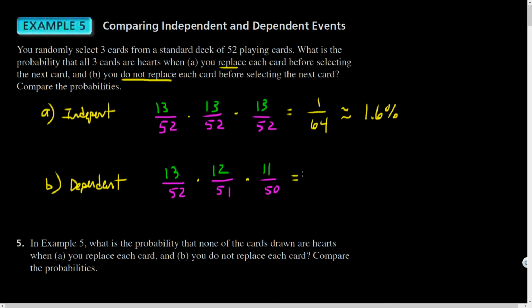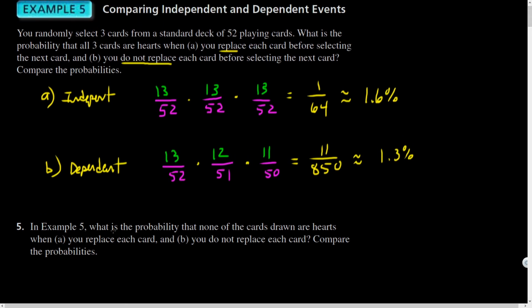And now, if I multiply this out and cancel out, however you do it, you could multiply across, get one big numerator, big denominator, divide it out. The reduced version happens to be 11 out of 850, but you can write that as 1.3%. And so notice the percentage is less because, partly, the number of hearts I could pick from were less with each subsequent drawing.